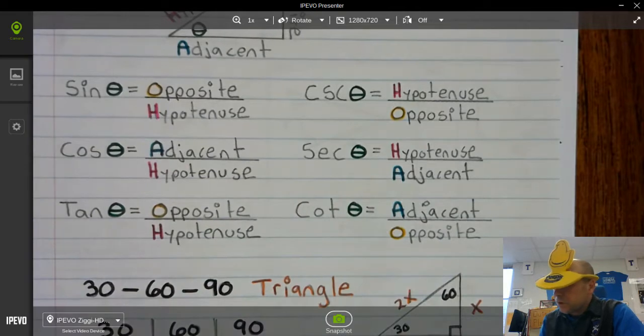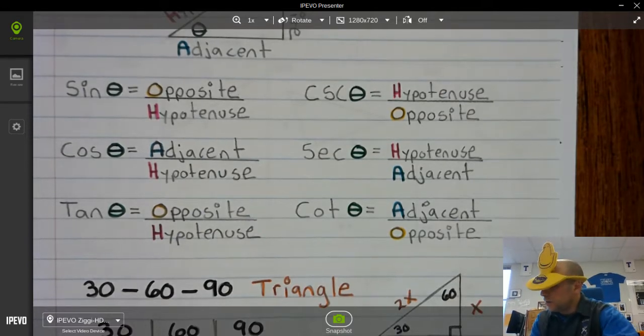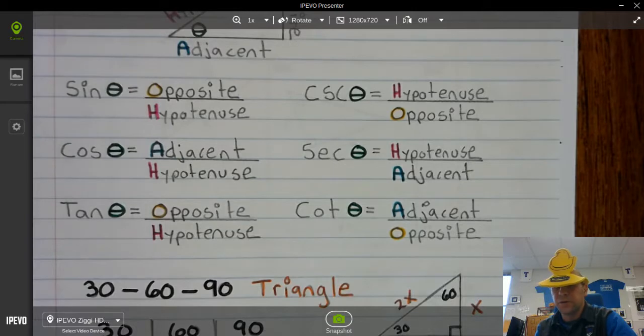Okay, so sine of theta is equal to opposite over hypotenuse. Cosine of theta is equal to adjacent over hypotenuse. Tangent of theta is equal to the opposite over the adjacent. Cosecant theta is equal to the hypotenuse over opposite. Secant of theta is equal to hypotenuse over adjacent. And cotangent of theta is equal to adjacent over opposite. All right, so if you would, pause for a moment and update your trig ratios.